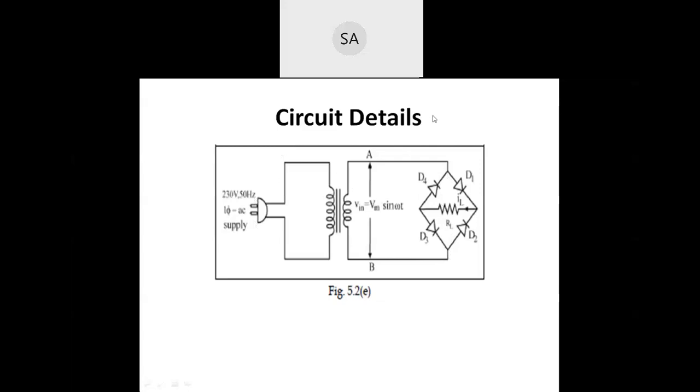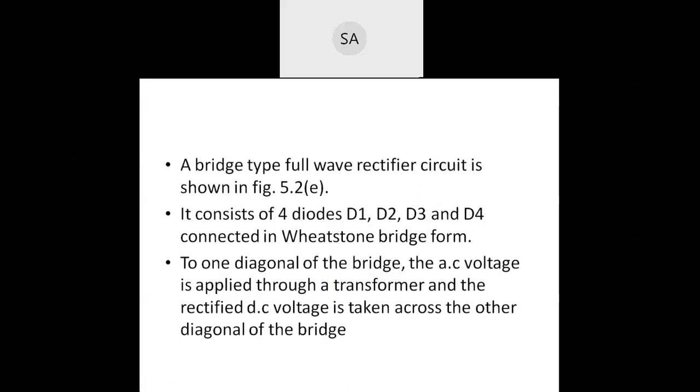This is 2 bits and the output is taken across these two ends of the bridge. So the load resistor is connected across the other end of these two bridges, to take the output. That is, the output is taken across the load resistance. So here we have discussed a bridge type full wave rectifier circuit, shown in figure E.